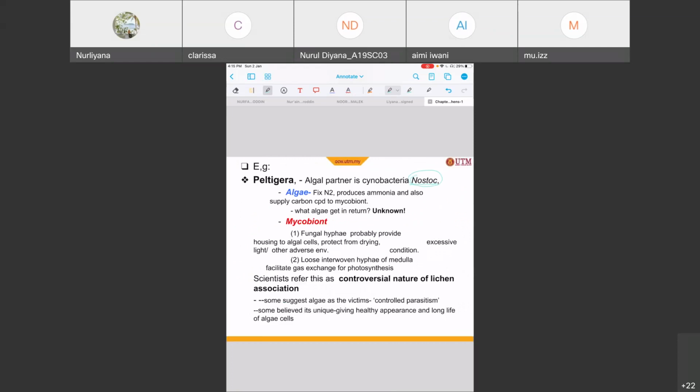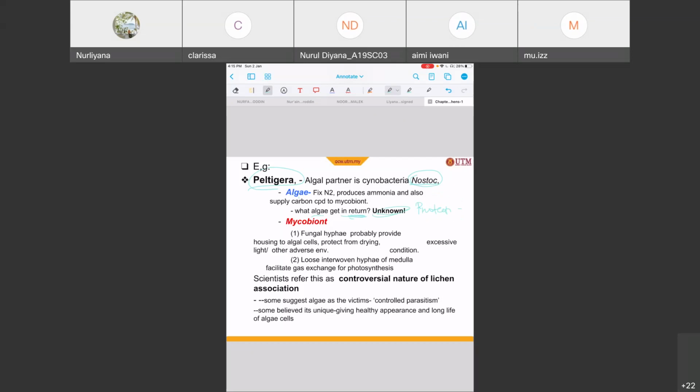Okay, this is a Peltigera species. So this algae fixes the nitrogen, and also supplies carbon so that it can produce food for the microbiome. But what did the algae get in return? So basically it is protection. Okay, like I mentioned before, it gets protection.